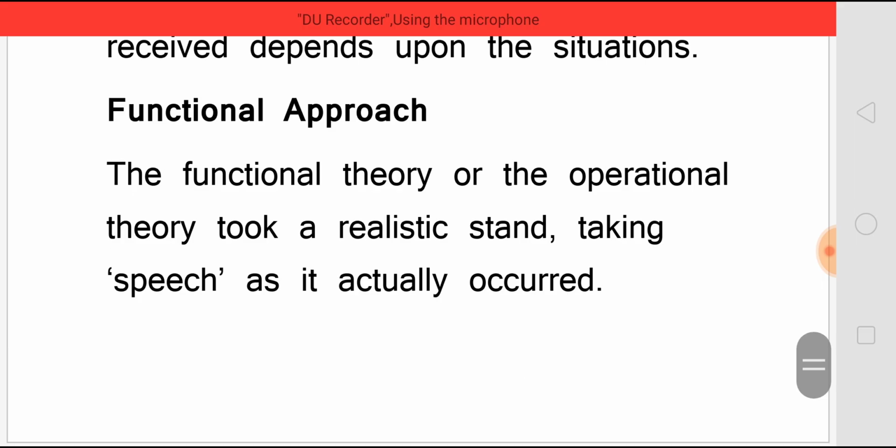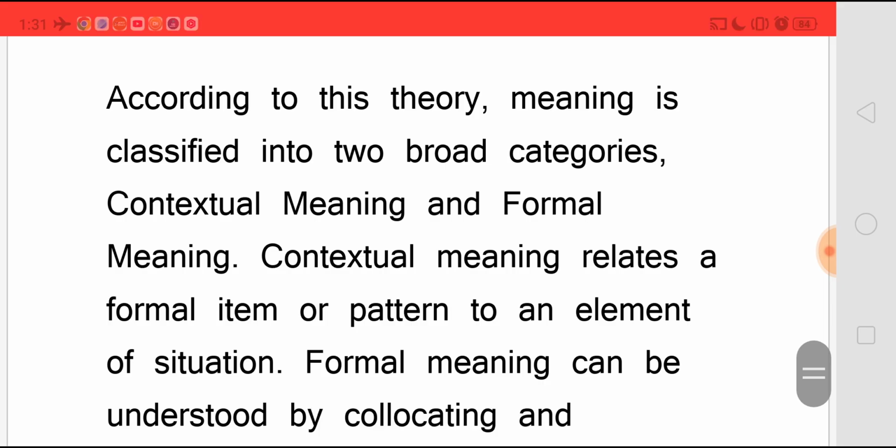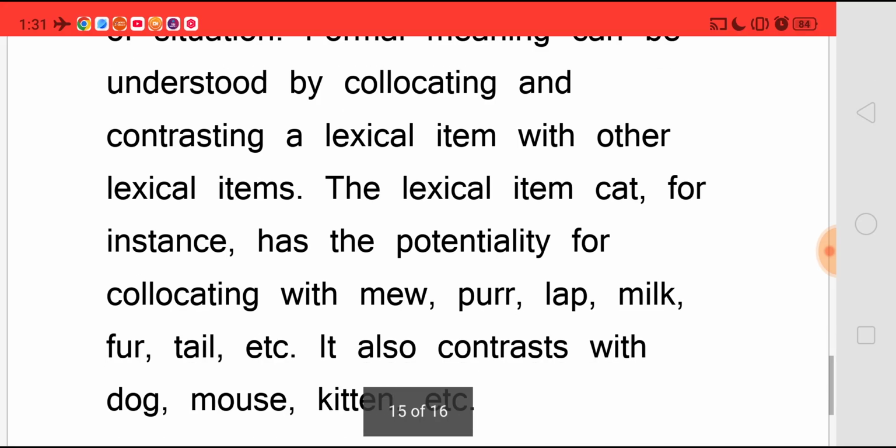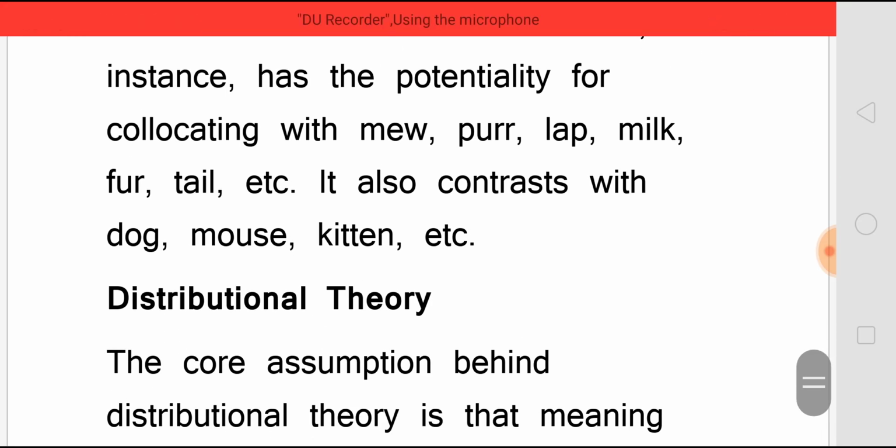And then we have the functional approach. The functional approach or the operational theory took a realistic stand, taking speech as it actually occurred. According to this theory, meaning is classified into two broad categories: contextual meaning and formal meaning. Contextual meaning relates a formal item or pattern to an element of situation. Formal meaning can be understood by co-locating and contrasting a lexical item with other lexical items. Now, the lexical item cat, for instance, has the potentiality for co-locating with meow, purr, lap, milk, fur, tail, etc. At the same time, it contrasts with dog, mouse, kitten, etc.